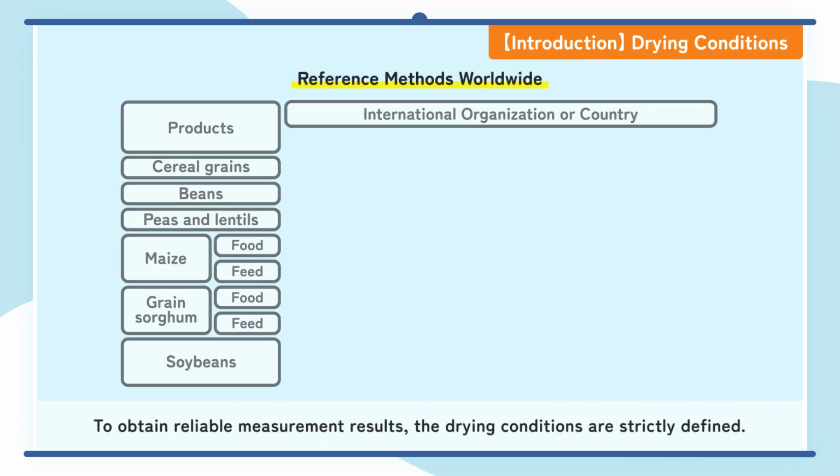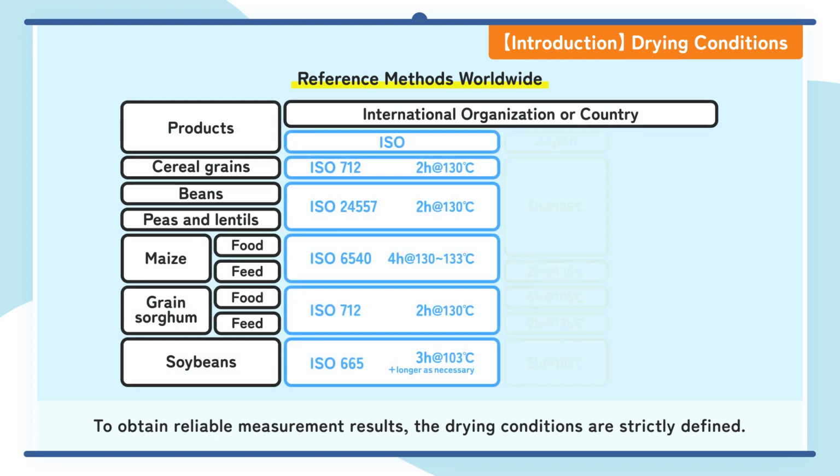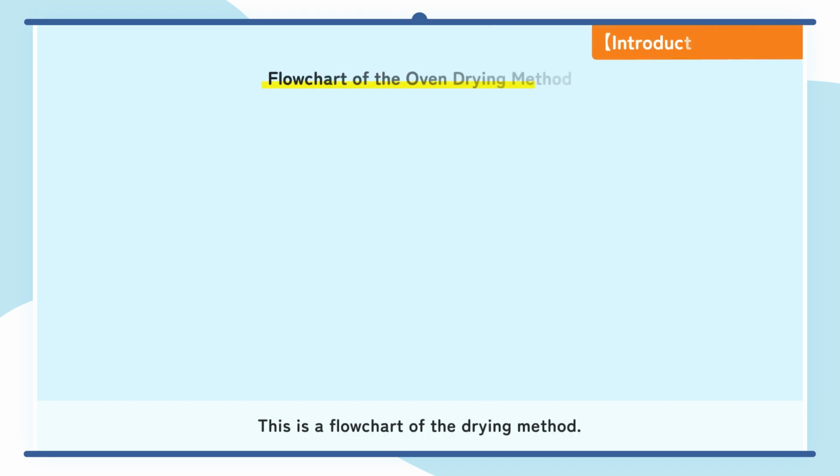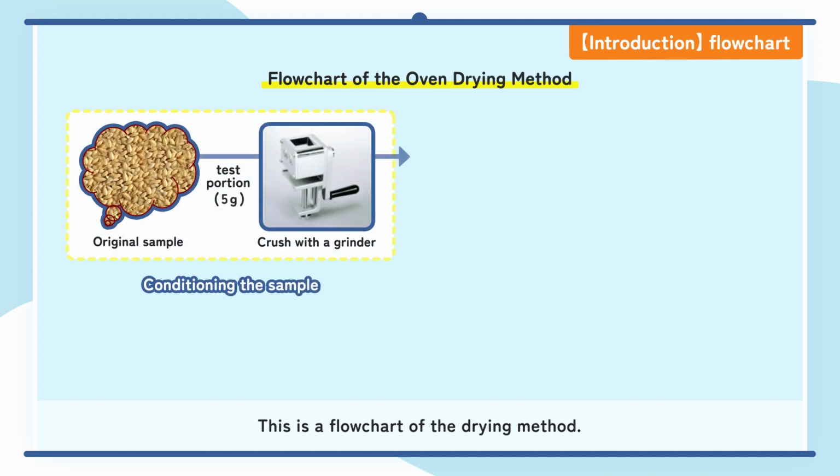To obtain reliable measurement results, the drying conditions are strictly defined. However, these conditions are not standardized internationally. This table shows the major reference methods and their different drying conditions. This is a flow chart of the drying method.